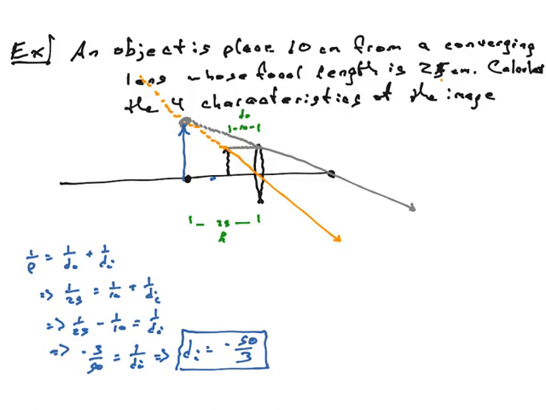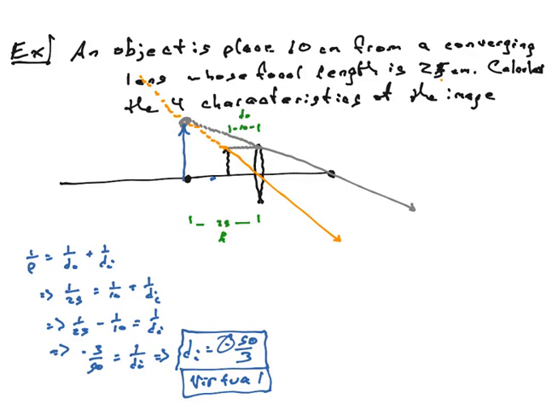But this answer gives me two answers. First of all, the image distance. Where is the image? It's 50 over 3 centimeters to the left, because it's negative, to the left of the lens. The other thing it tells me is this is a virtual image. And I know it's virtual because that image distance is negative. A positive image distance is real. A negative image distance is virtual. All right, so I have two answers.